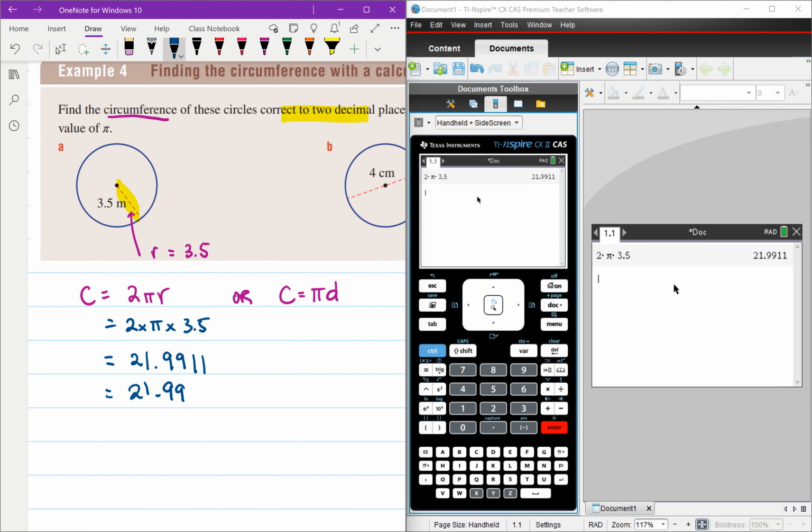Meters. Do I need to put the square on it? No. Why? It's circumference, not the area. Very good. It's not area, it's circumference. Circumference is distance. So that's what I expect to see in your notes.